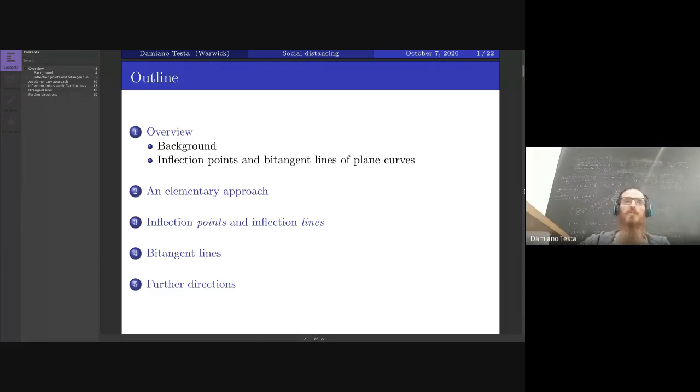Then I'll do briefly a similar kind of argument for bitangent lines, showing how the same methods that were applied for inflection points and inflection lines, and the distinction between them, can be applied to bitangent lines. And finally, I'm going to conclude with further directions. So this is the plan for the talk today.